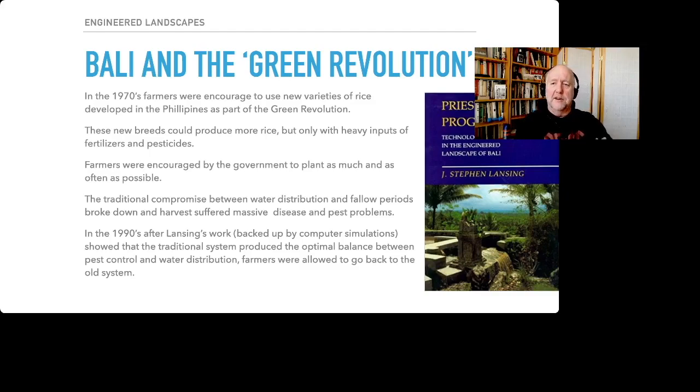In the 1990s, after Lansing's work, and backed up by computer simulations, it was shown that the traditional system produced the optimal balance between pest control and water distribution, and then farmers were allowed to go back to the old system. In other words, there was an implicit knowledge in their system. It wasn't what any one of them, even the priests, thought. The knowledge was actually embedded in the practices.